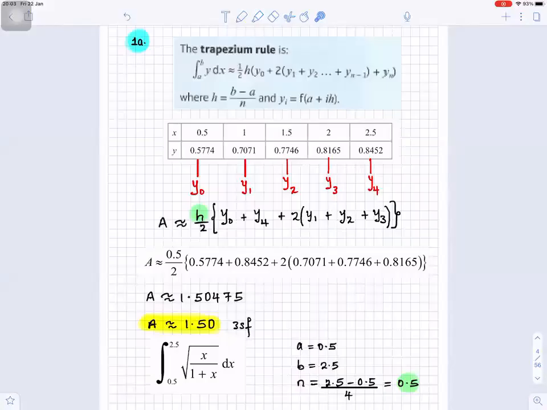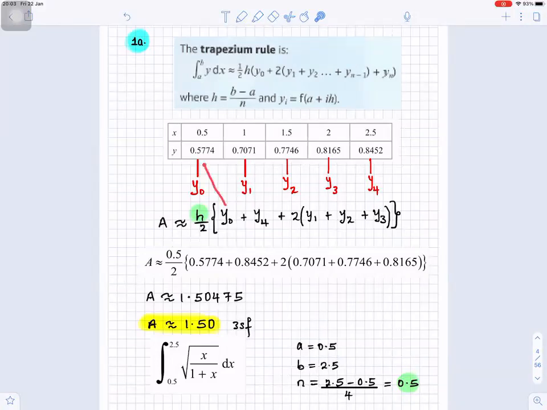So we're going to use the trapezium rule formula. I've put the formula at the top there. So we're going to identify the first numbers y0, y1, y2, y3, y4. And we're going to use the trapezium formula where we would have h divided by 2 and curly brackets y0 plus y4 plus 2 times y1 plus y2 plus y3.